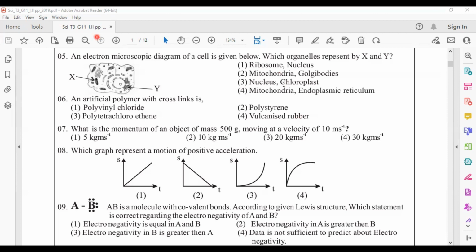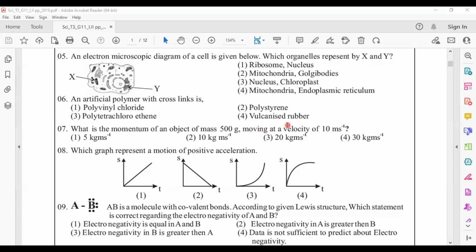Question number 6. An artificial polymer with crosslinks is answer number 4, vulcanized rubber. Rubber is vulcanized by adding sulfur into it. Sulfur makes crosslinks in between the linear rubber polymer structures. In between those linear chains, there are the crosslinks made by sulfur.